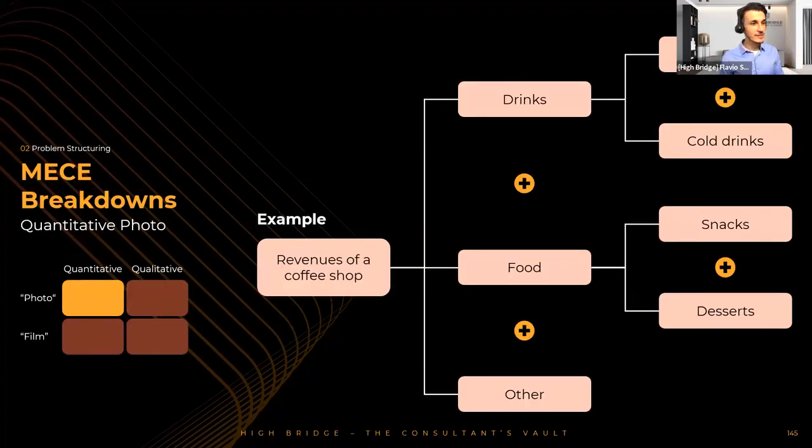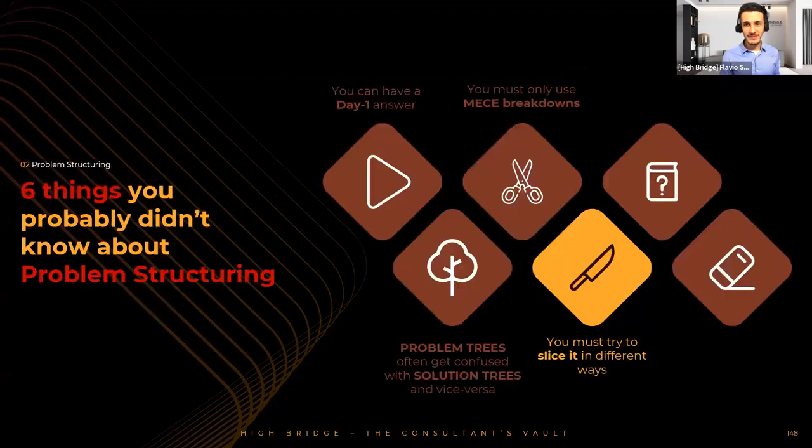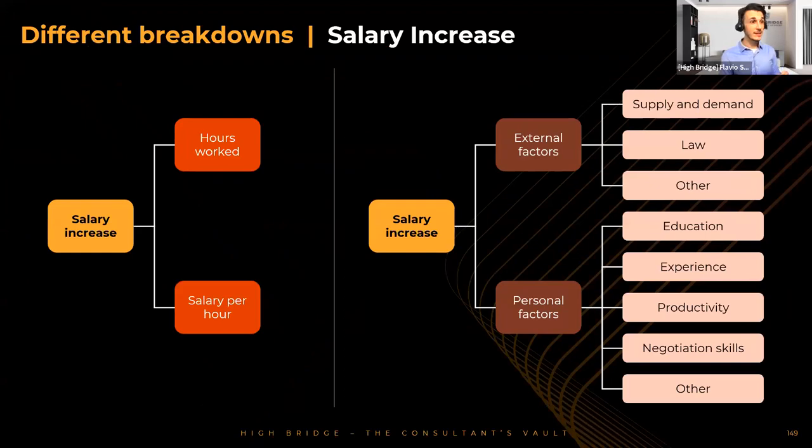It's always easy. For instance, here's an example, revenues of a coffee shop. This is a bit of a more complex example, right? That's an ROI comparing two businesses and so on, right? You have qualitative stuff, etc. You must try to slice it in different ways. Also very important, because some people start with the first structure, but if you stop to think about it, you can break down things differently, like increasing your salary: hours worked and salary per hour. That's a mathematical breakdown, but you can also think about other qualitative breakdowns like external factors and personal factors as well, right? Don't settle with the first cut.